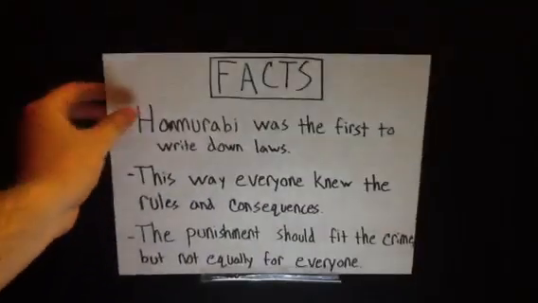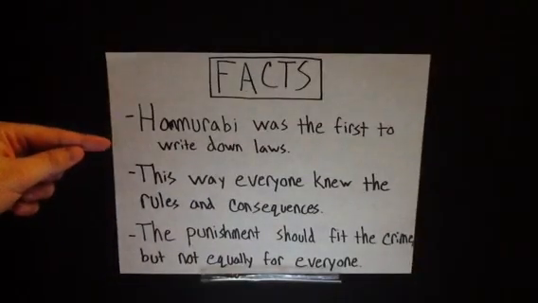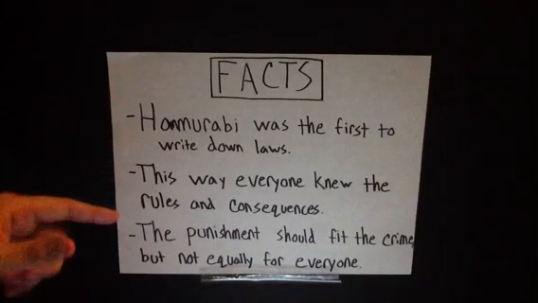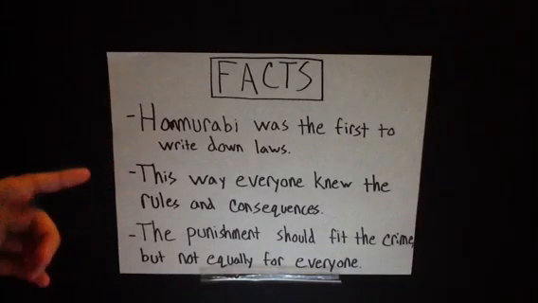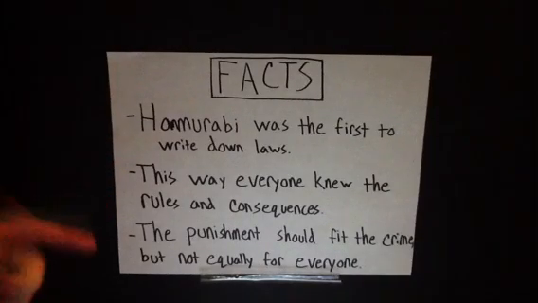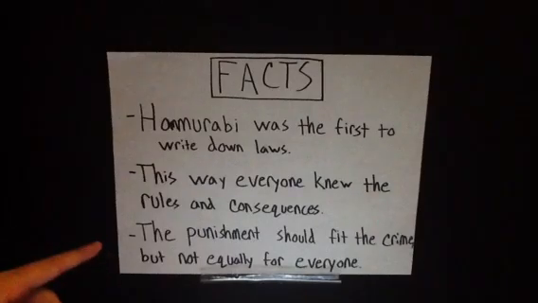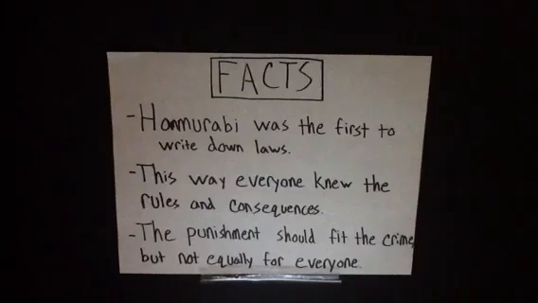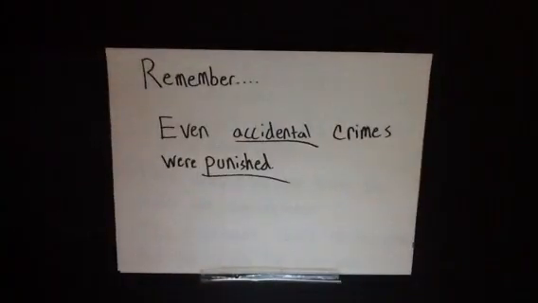Now let's review the facts. Hammurabi was the first king to ever write down his laws or his codes. He did this so everyone knew what the rules were and what the consequences were for their actions. The punishment should always fit the crime, but the punishment was not always equal for everyone. And remember, even accidental crimes were punished.